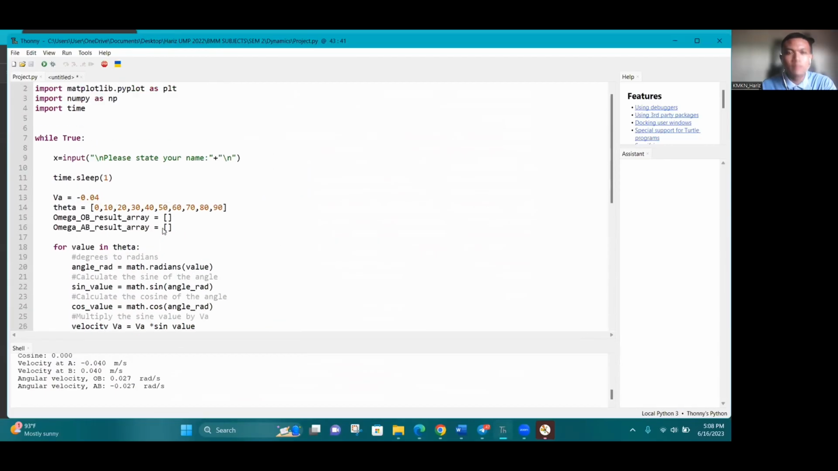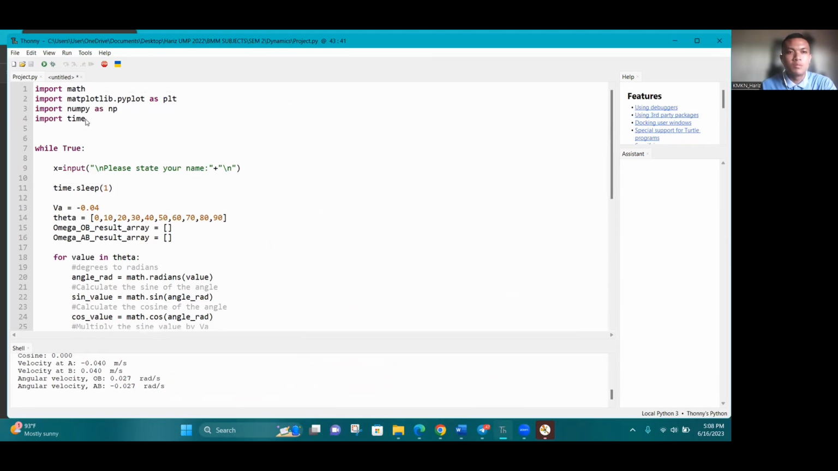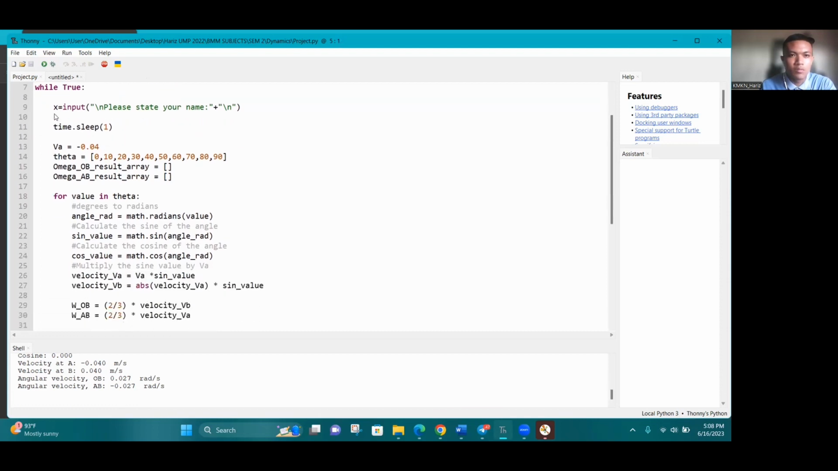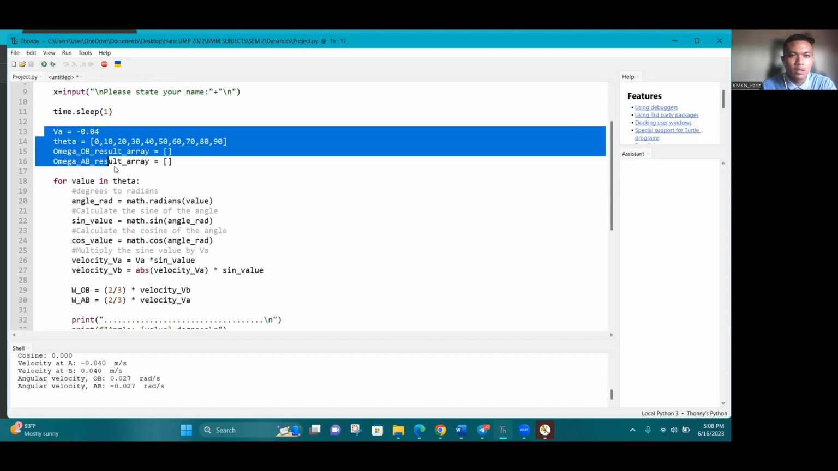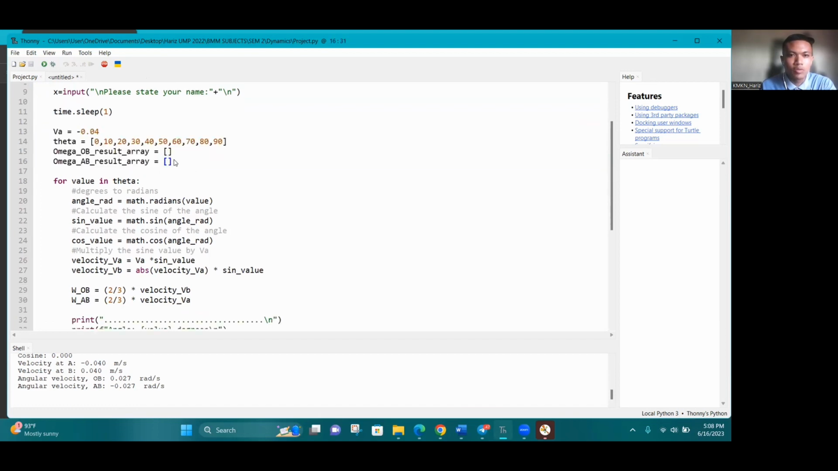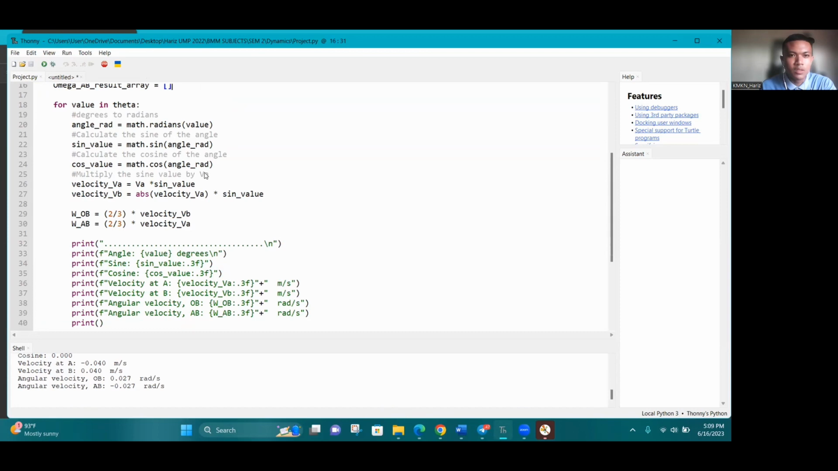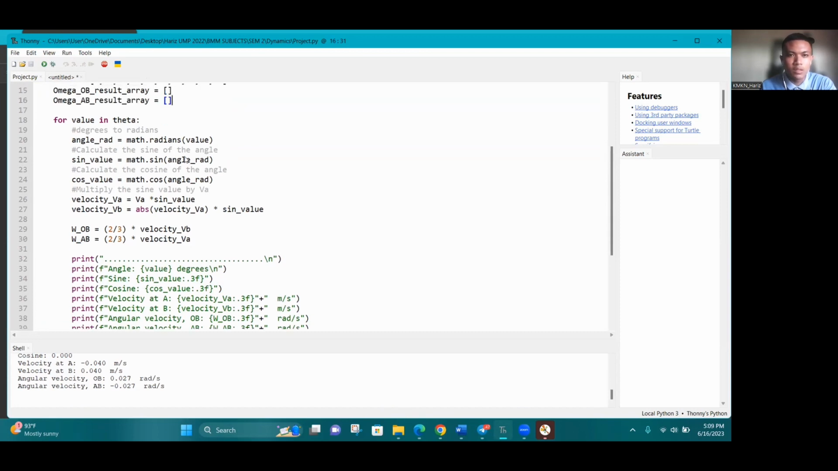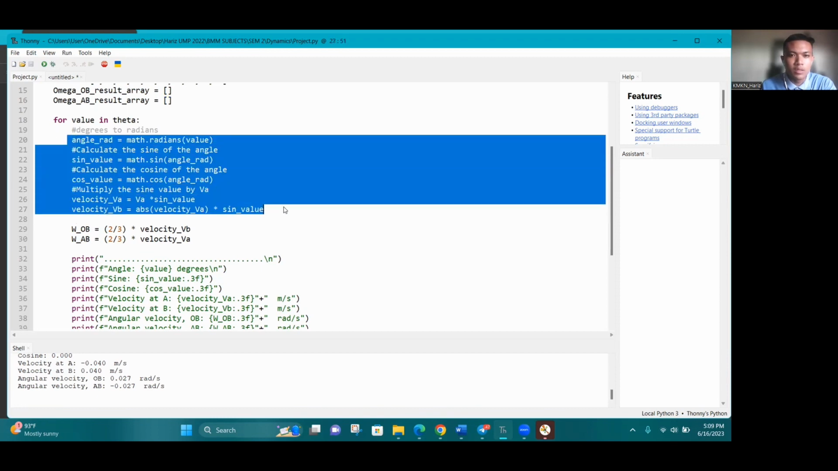Question number 4 is about the coding. I'm using Python, and first of all I use 4 imports, which are math, graph, numpy, and time. So this is the starting of my coding. For the data, I'm using an array to let it run automatically from theta 0 to theta 90. For the sine, we know that it is in degrees, so we have to convert it to radians to make the calculation easier.